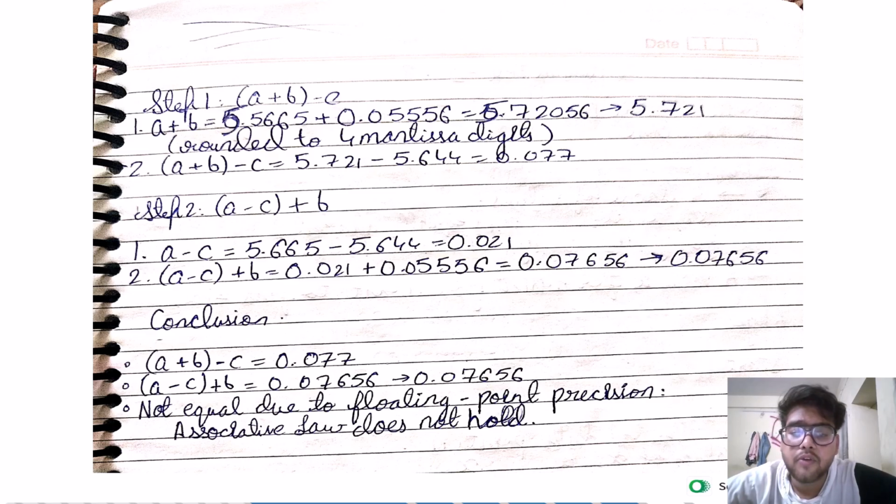In step 2 we will check (a minus c) plus b. So we will calculate a minus c, and in the next step we will add b to it. So for the conclusion, we can see after the round off, the values of both the equations are not the same. So it is not equal due to floating point precision. So in this situation, the associative law does not hold.